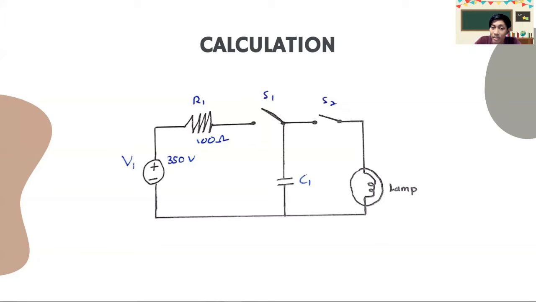Assalamualaikum and hi, my name is Muhammad Anwar Hazmi bin Shamsul Ma'arif. My matric number is 205530. Okay, right now I will explain to you the calculation for this circuit. As you can see in the diagram, we have the voltage source with 350 volt, and then resistor R1 with 100 ohm, and then two switches, which are S1 and S2. And then we have the capacitor, which is C1, and also the lamp for the output.